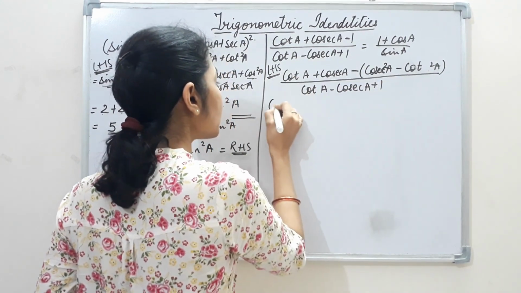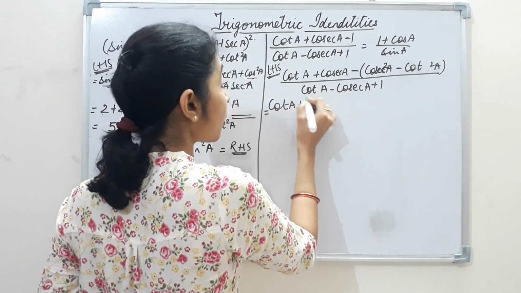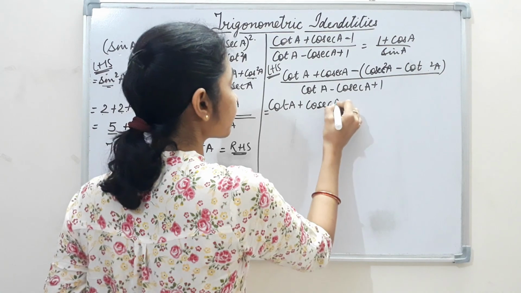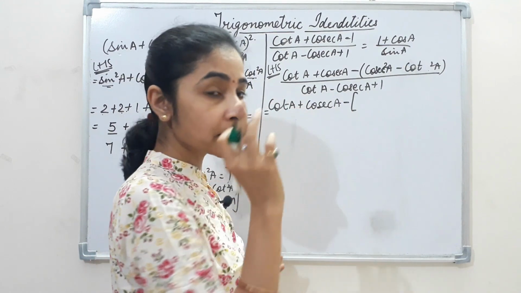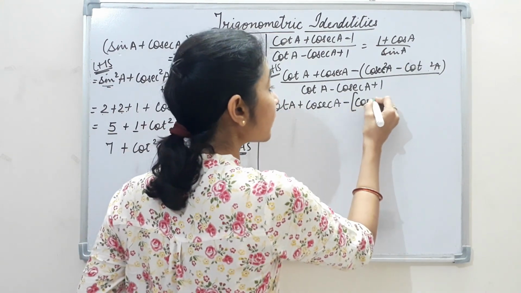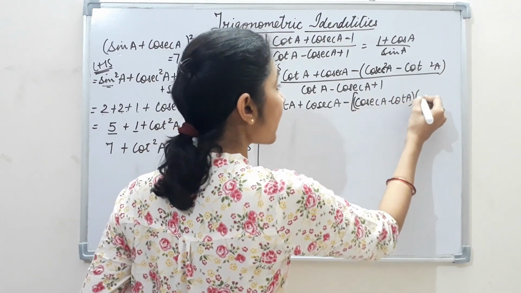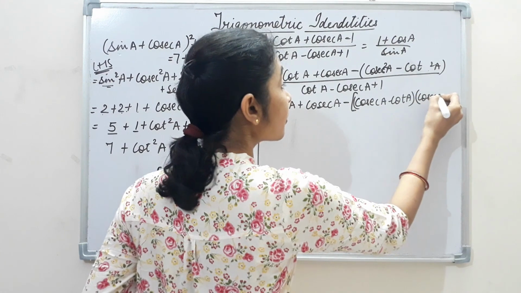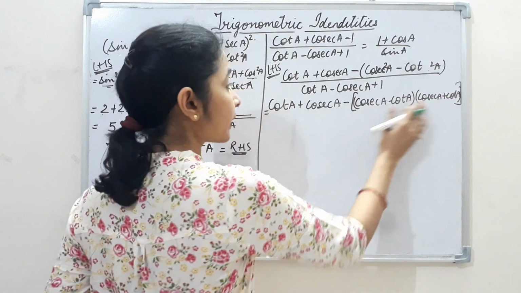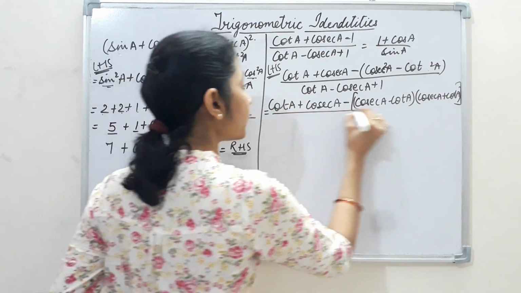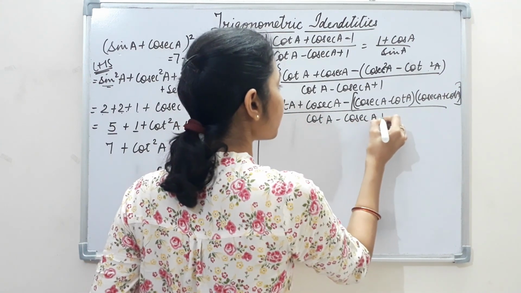Okay, and in the numerator, in the next step, the first term remains as it is, cot A plus cosec A. That remains as it is, minus, this I change into (a plus b) into (a minus b). So cosec A minus cot A multiplied by cosec A plus cot A. Okay, we are having two brackets now here. Now the denominator remains as it is, cot A minus cosec A plus 1.